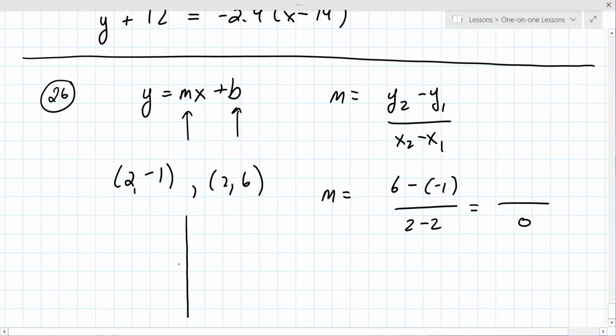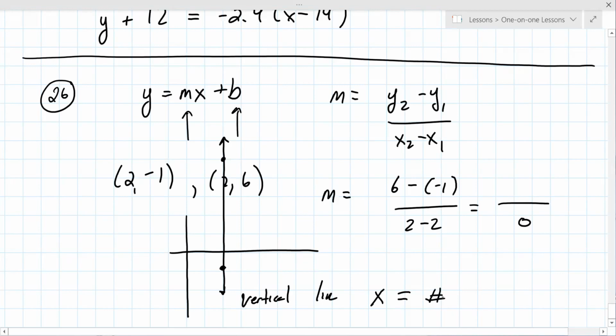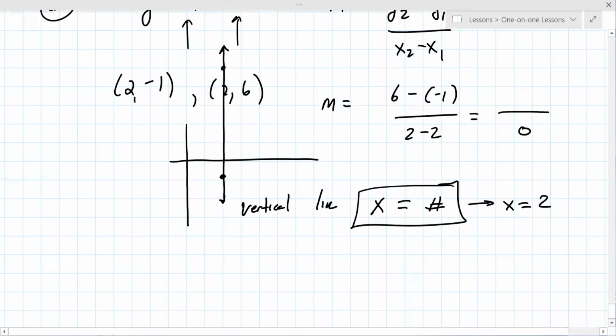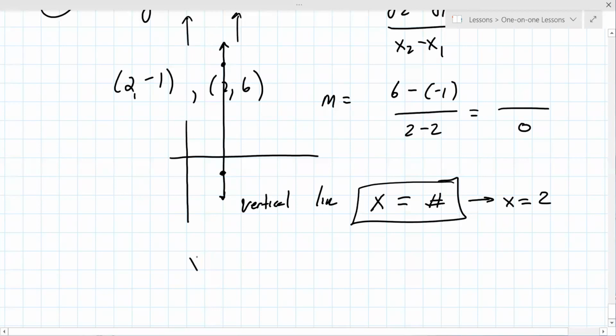If we were to graph these points, 2, negative 1 is here, 2, 6 is up here somewhere. What kind of a line is this? Vertical. I don't know why they introduced it here because it is an exception. Vertical lines always have the form x equals a number. They don't have a standard form. So the equation of the line is x equals 2. The way I've said this to you in the past is x is always 2, always 2. And that's what x equals 2 means when you write it as the equation of a line.